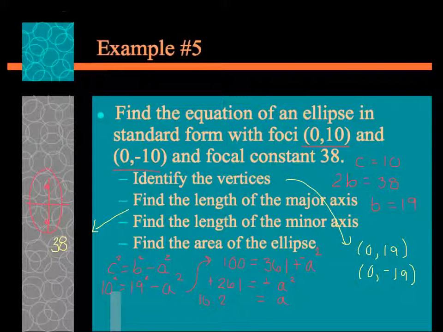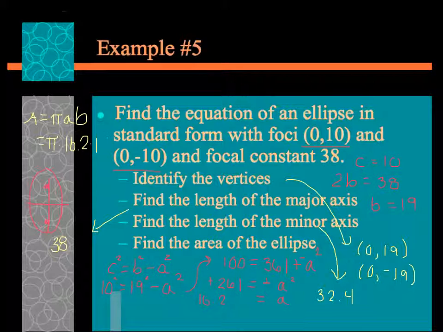The minor axis we see on our cheat sheet is 2a. So that would be 2 times 16.2, which would be about 32.4. And finally, the area of our ellipse is found by taking pi times a times b. That's true of all ellipses. And so in our case, that would be pi times about 16.2 times b, which is 19. And that comes out to about equal to 307.8 pi.